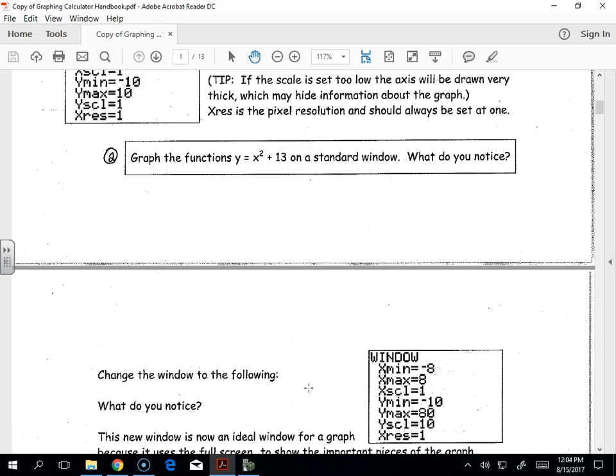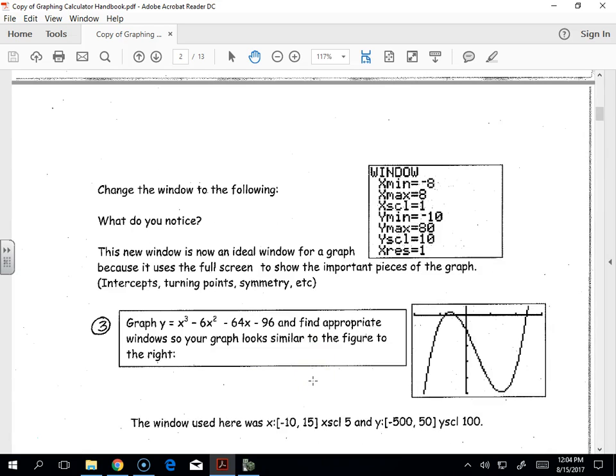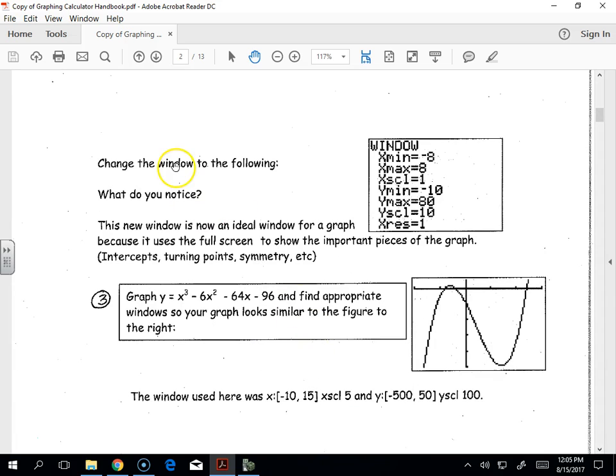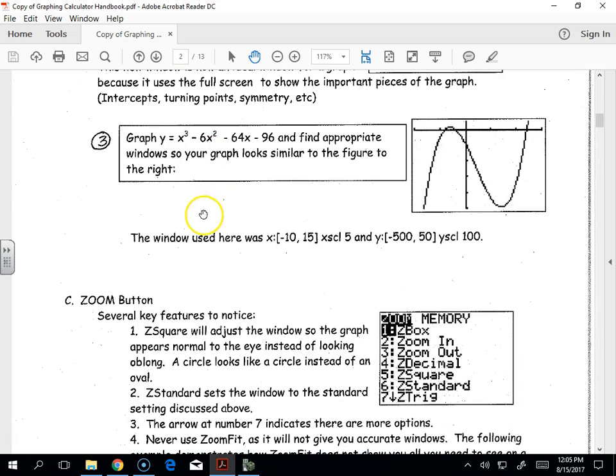Well, an empty graph maybe, or you can just say it's not there, right? Literally. And then what does the next page tell you to do? Mess with the window. Yeah. Now, how did they tell you to change the window? Are they even telling you about zoom yet? Technically not until letter C.